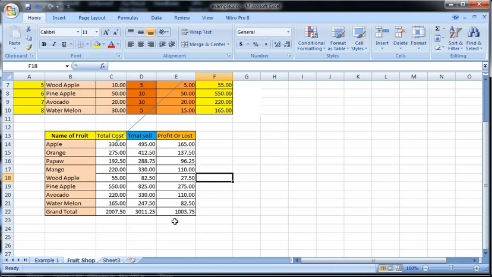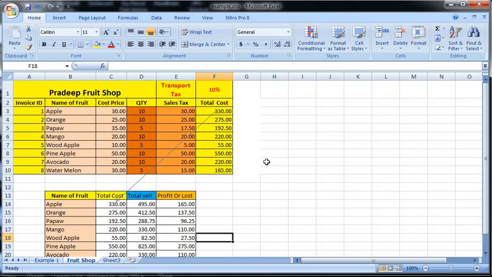When I start my next session, I'll give you some questions and try to find the answers using either a formula or a function.